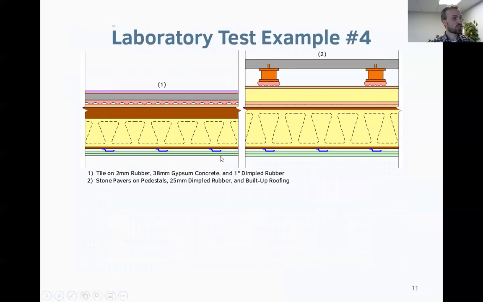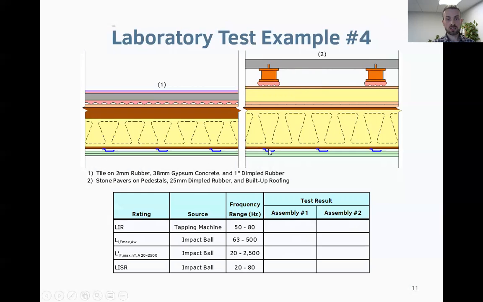The last one I want to share with you, again, very similar structures, almost identical, not quite, but very close to being the same thing. The only difference is this one's got tile and rubber and gypsum concrete and the 1-inch dimpled rubber. This one is actually a roof ceiling assembly where it's got stone pavers on pedestals on the 1-inch dimpled rubber and then some roofing assembly on foam insulation. So very, very built up assembly and very soft on the top side.